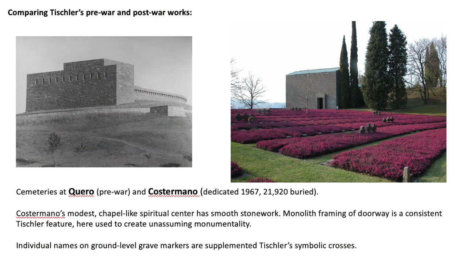Now here we have the next one, Costermano, dedicated in 1967, 21,920 dead. And here, as you can compare, this is Tischler's hand on the right-hand side still, the chapel, a much more modest building than this on the left, but also allowing, because of his talent, a touch of monumentality through framing the entrance with monoliths. I want to point out that the burial patterns have changed. You have Tischler's crosses still, but you also have grave markers in the ground which give individual names. So each soldier has their own grave. It is all very modest, but we have to quickly go inside to make a point here.